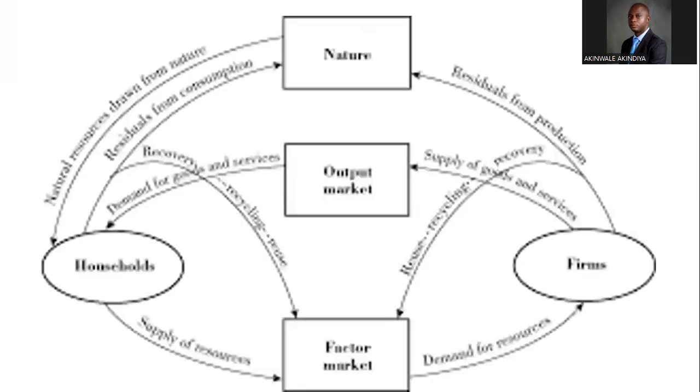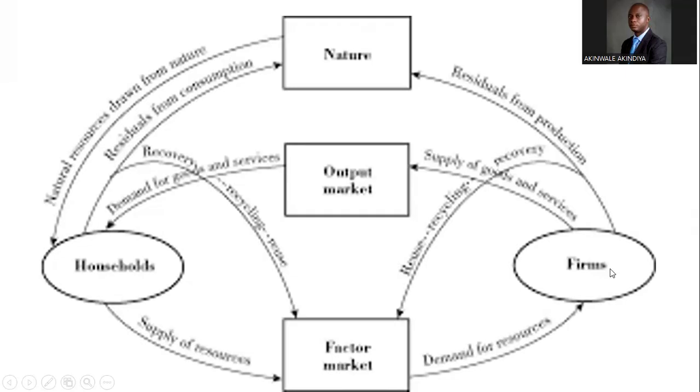So you can see that material balance model. Look at this. You can see the connection. You can see the household. The households are helping to supply resources to the factor markets. Of course, the industries need resources from the factor markets to operate. So they are demanding resources, land, capital, and the rest of it. So the factor market is supplied by the household, and firms are supplied by the factor market.